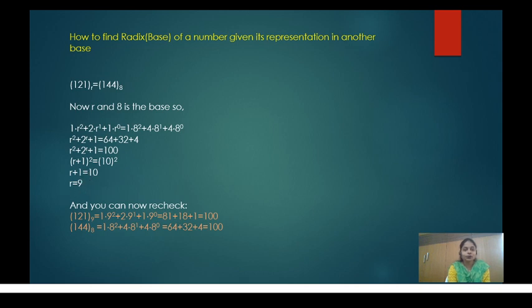Now you have to recheck whether 121 base R, with R value 9, is equal to 144 base 8 or not. So convert it into decimal taking the R value as 9. You will get the same number. Here the R value is 9.